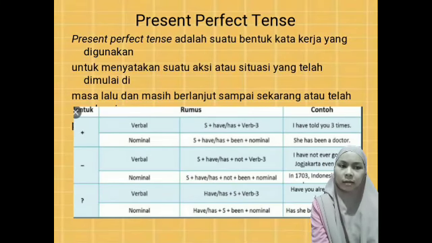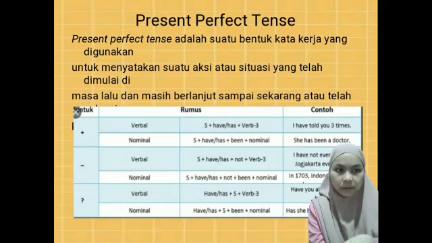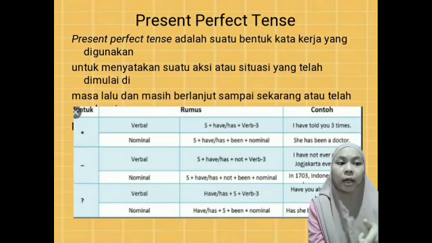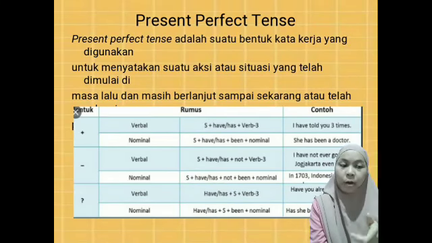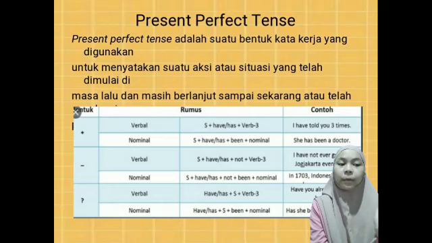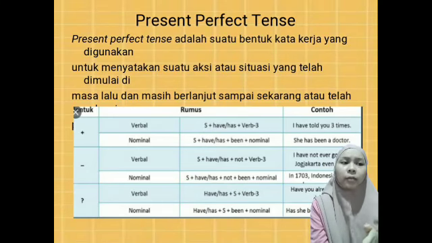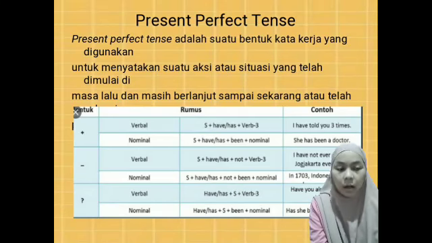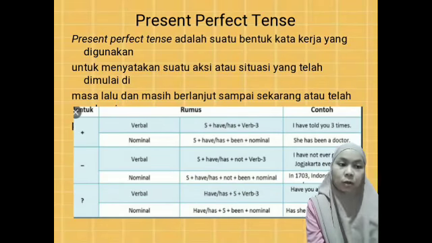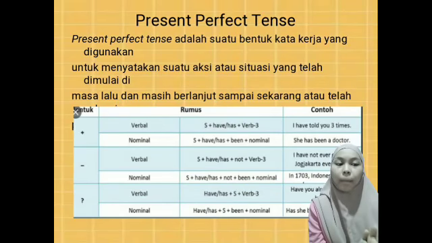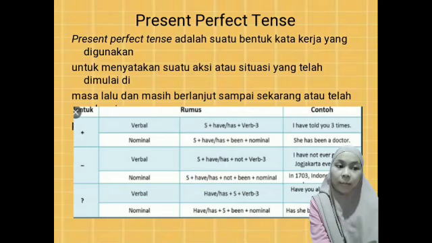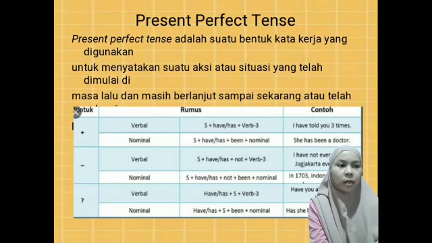And the last is for the interrogative sentence. In verbal, we can use have or has plus subject plus verb 3. For example, have you already taken a bath? And for the nominal sentence, we can use have or has plus subject plus been plus nominal. For example, has she been in school now?